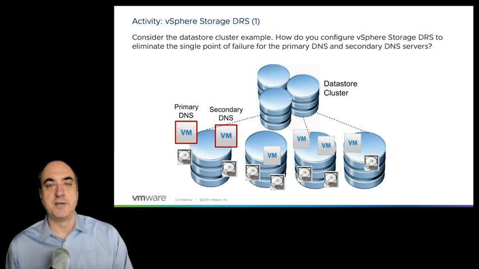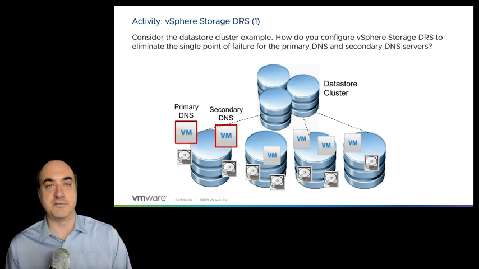So, to wrap up, we have an activity just to refresh everything we were talking about. With a datastore cluster, as an example here, we have two VMs. Noticing we have a primary DNS and we have a secondary DNS. If these two VMs are on the same datastore, how would we properly configure two VMs that might be replicating their configuration? What would we do here? Should we keep the two different VMs on the same datastore? Is that any concern?